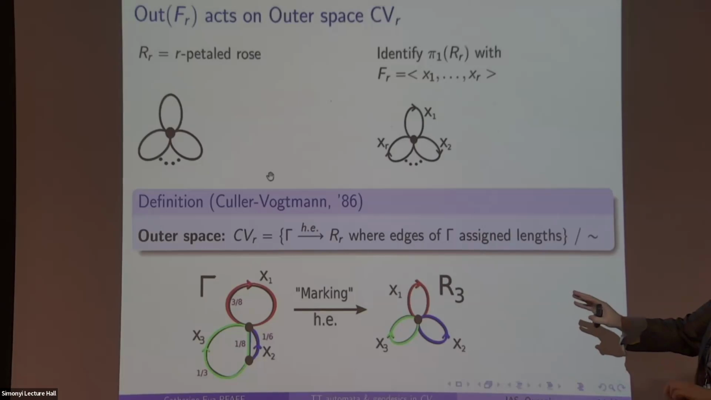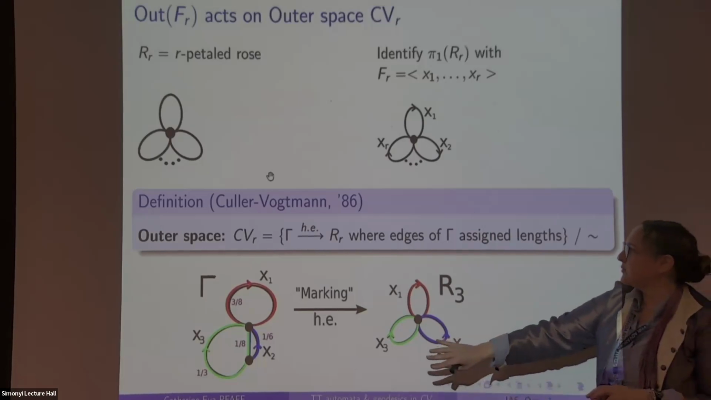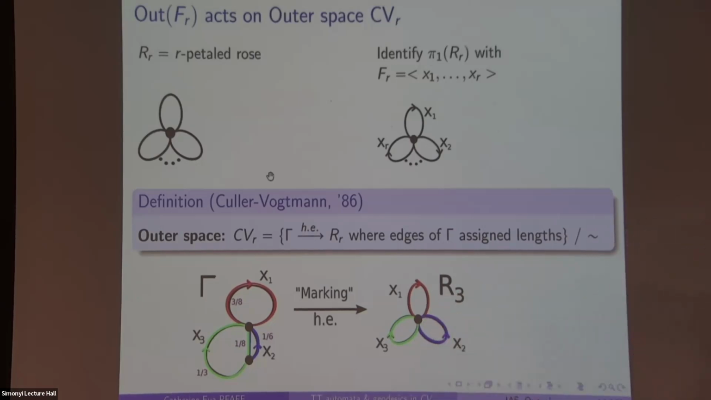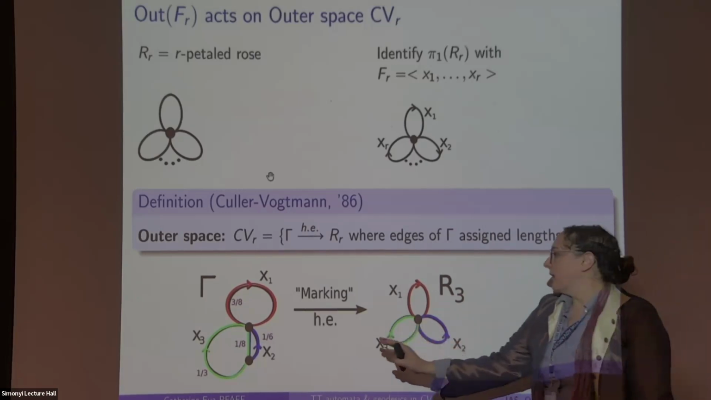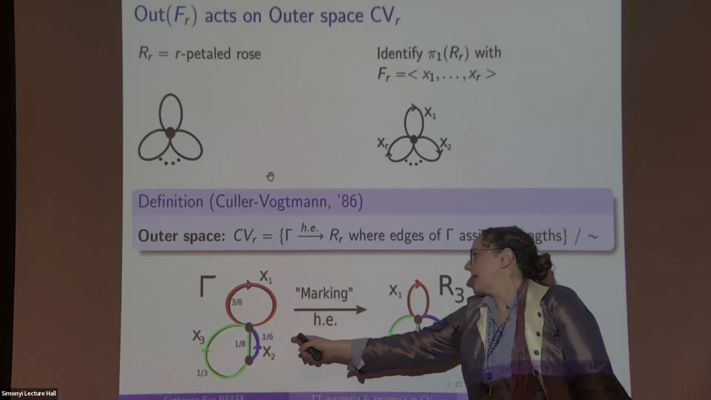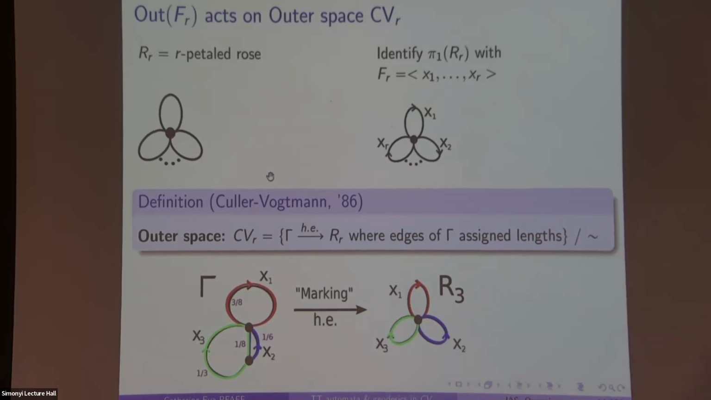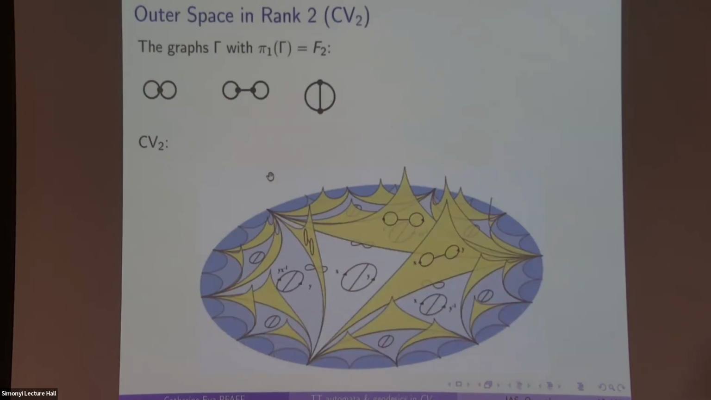Okay, now there's also the data of how the fundamental group is identified with the free group. And then I also want lengths on the edges that add up to 1. That's the version of a metric here.